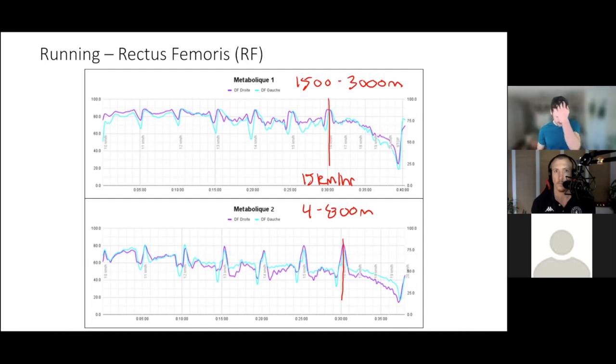So first of all, we can look at the two, and you sent me this asking, okay, which is the endurance guy, which is the speed guy?